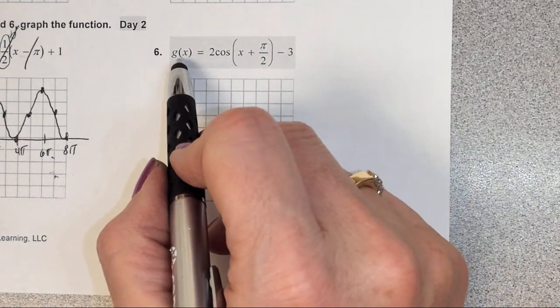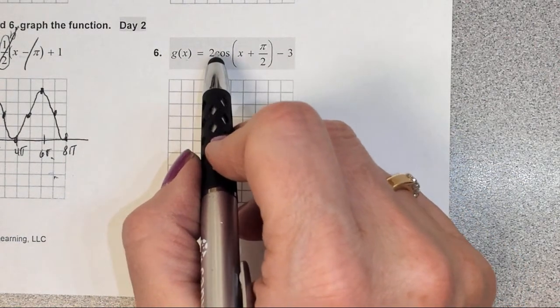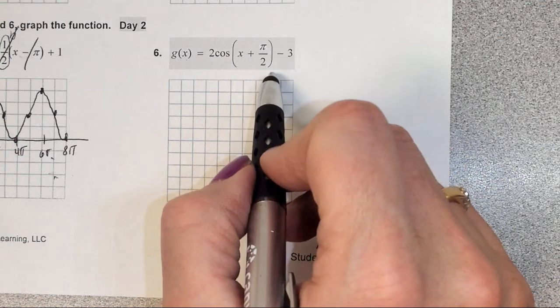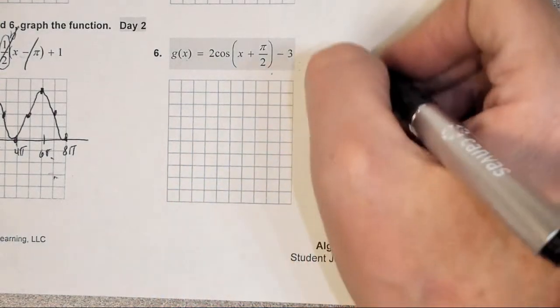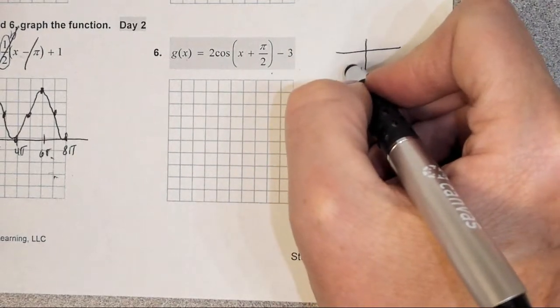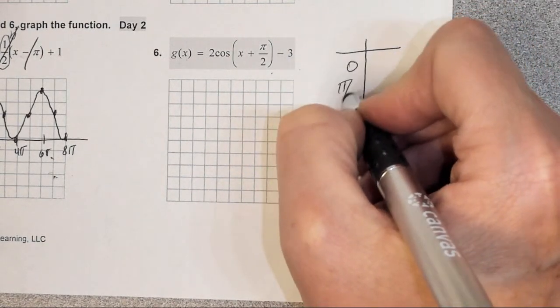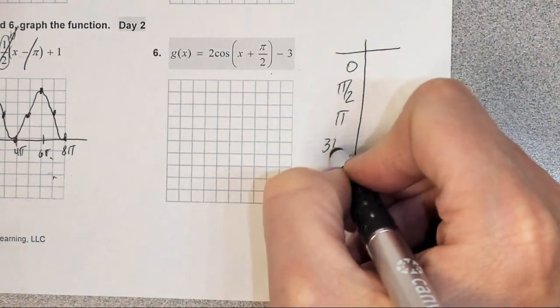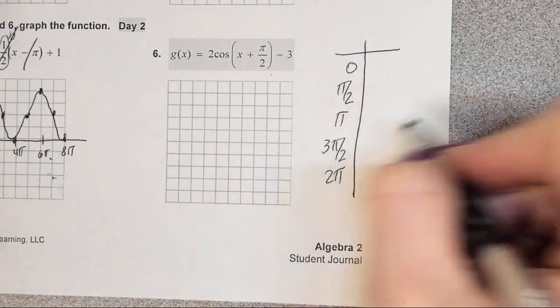Okay, let's do this last one here. You need to change it from what's on yours. g of x equals 2 cosine of x plus pi over 2, minus 3. Make your table of values. Normally we go 0, pi over 2, pi, 3 pi over 2, 2 pi.